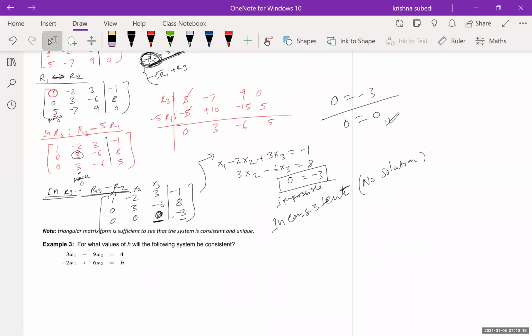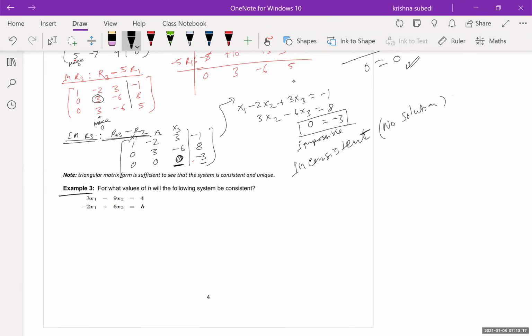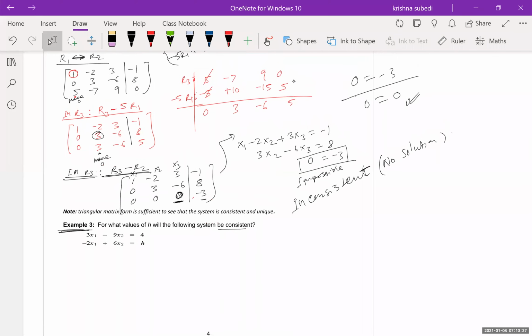Now let's go to example 3. For what value of h will the following system be consistent? Okay, one thing I just want to mention, from now onwards, I'm not gonna go from here to there. I don't want to write the system of equations again, because once we have 0 and -3 there, it tells us that it is impossible. So I just want to stop there and say that the system is inconsistent, okay? But if you want to rewrite this in the system of equations, that's fine, no problem.